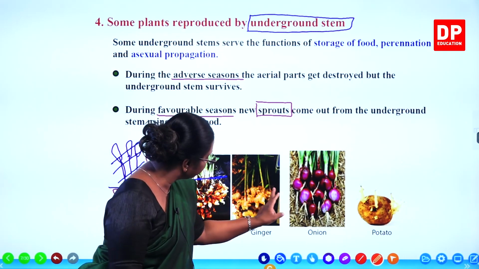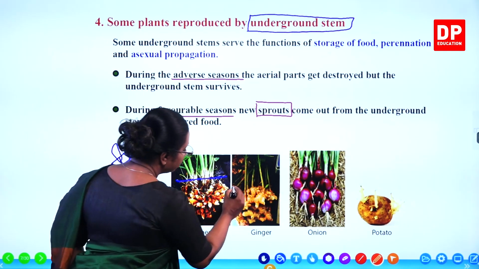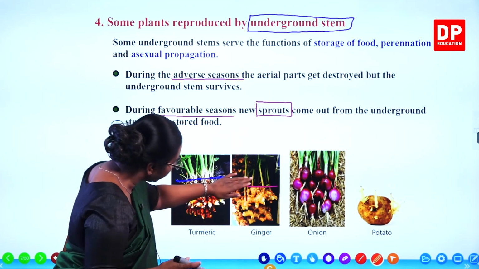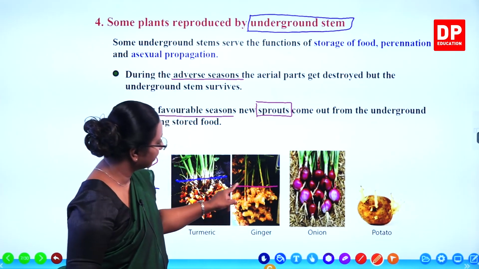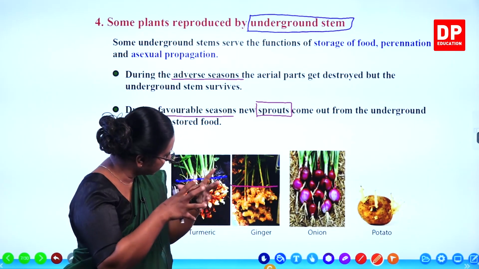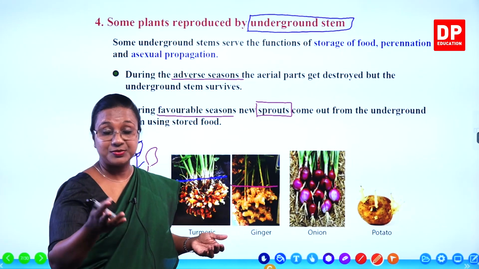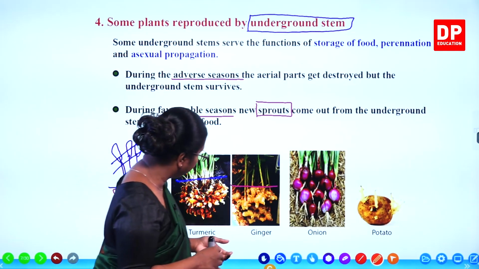The same thing for ginger. Now you can see above, this part is above the ground. Below is the underground stem. That is nicely swollen so that you can see it has food storage. That is why we are able to use ginger for cooking.